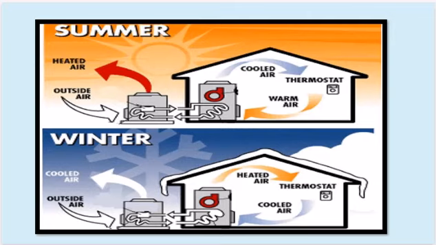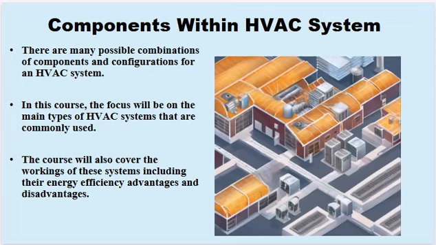Conversely, in the winter section, the process reverses. Outside air is brought in and heated before it enters the home. This heated air is also managed by the thermostat to maintain desired indoor temperatures. The diagram highlights the system's versatility in providing both cooling and heating, adapting to seasonal changes to enhance indoor comfort throughout the year. Components within an HVAC system.